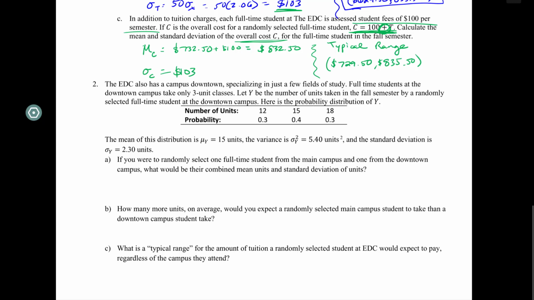Well, we're already given some of these calculations. We're given the mean for downtown. We're given the variance. That's interesting. We haven't seen variance yet. And we're given standard deviation.